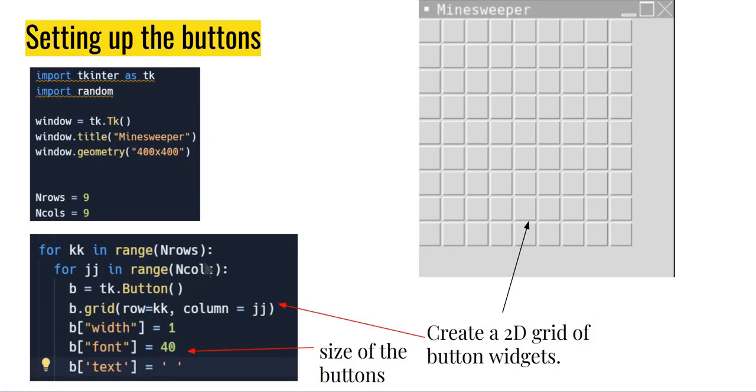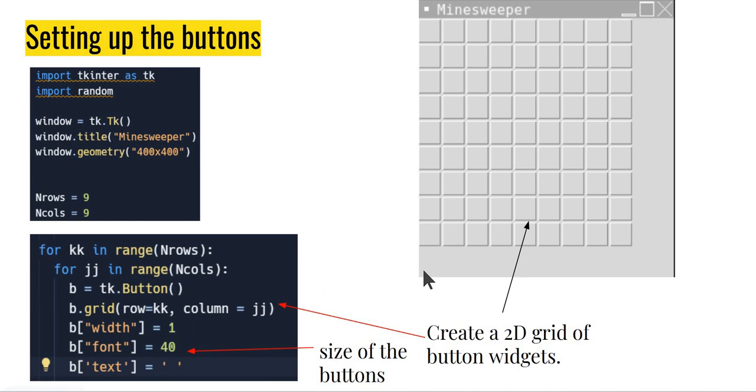So all I need to do really is to run, let's say, a nested loop, basically range of n rows and n columns. Again, we have seen this before many times. I create a button widget. I tell it to be on row KK and column JJ, and when I look at them, they appear quite nice. Now I also do some adjustments to the size of the button.